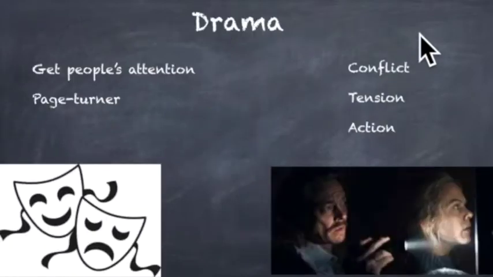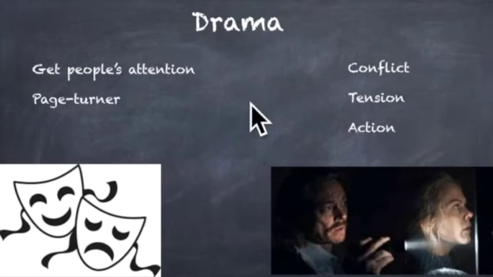The first one is drama. It should be the most familiar one among the 7. We've all heard about drama, and in this case, it is what or how the story gets the attention of the readers or believers or listeners. Because drama works as a page turner. So it makes the readers want to know what's going on the next page. And drama does that through the 3 main branches: conflict, tension, and action.